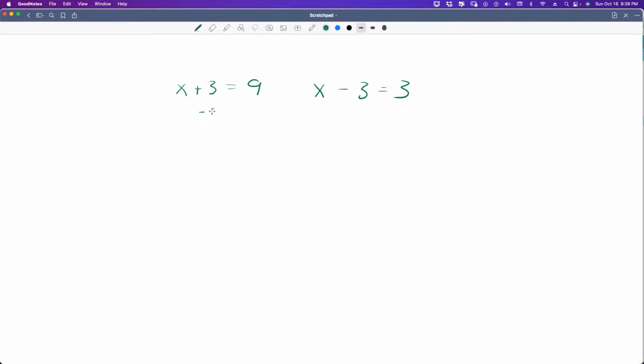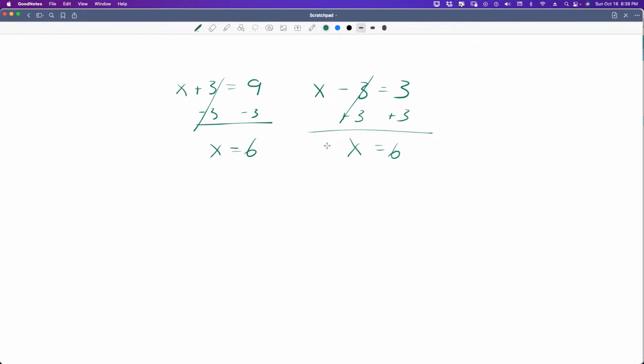If I subtracted 3 from both sides, this would cancel and x would be brought down and it would be equal to 6, right? I know that 6 plus 3 is 9. Didn't have to do a whole lot of work for that one. This one, I know that if I take 3 away from 6, then I'm going to have 3 remaining. I can pretty much do that in my head, but to verify it, I'm going to do the opposite operation. This would cancel. I would bring x down by itself, and this x would equal 6.